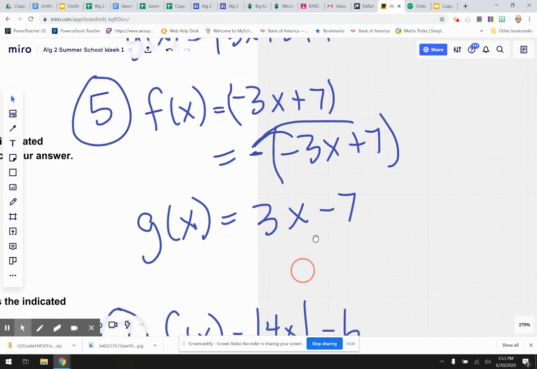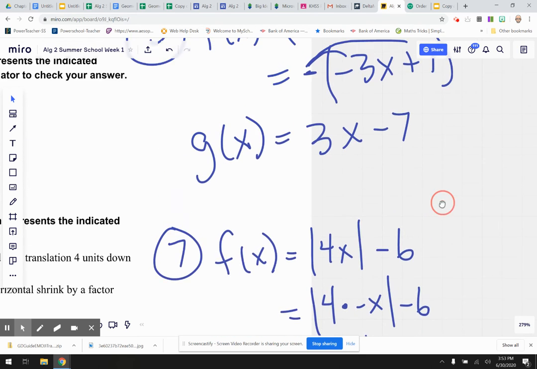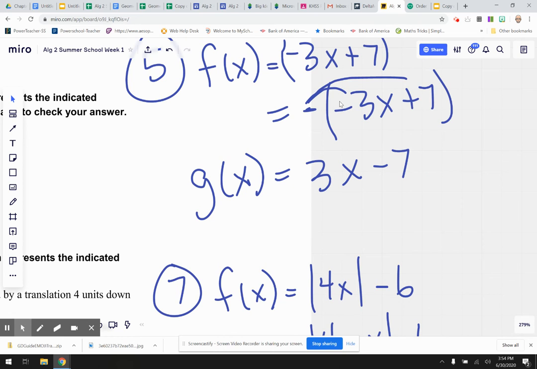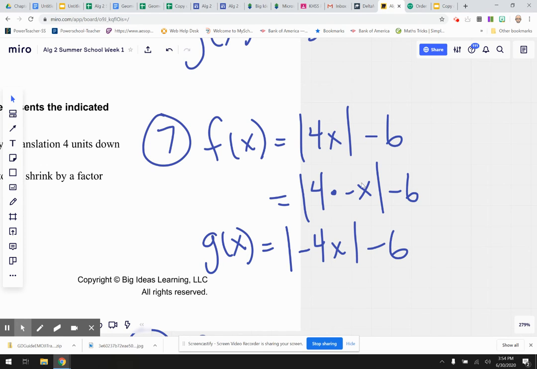That was 5. Number 7 is asking us to take this right here and reflect it in the y-axis this time. Reflecting in the x-axis, we multiplied the whole thing by a negative. Reflecting in the y-axis, just take the little x and multiply by the negative. So instead of positive x, it's negative x, and negative x times a 4 is a negative 4. So 4 times negative 1 would be a negative 4. So negative 4x is inside. The minus 6 doesn't get touched because you only multiplied the x. So that's reflecting in the y-axis for number 7.